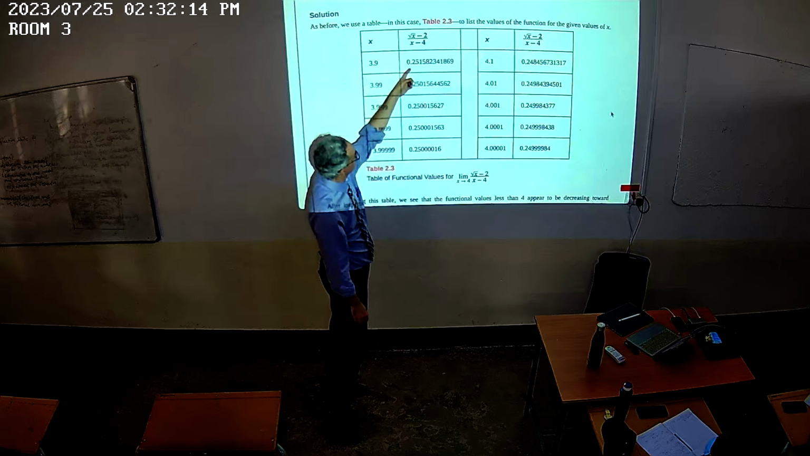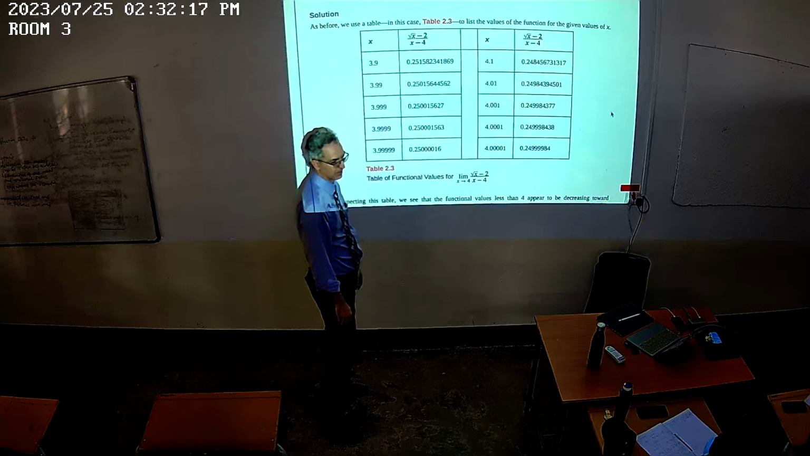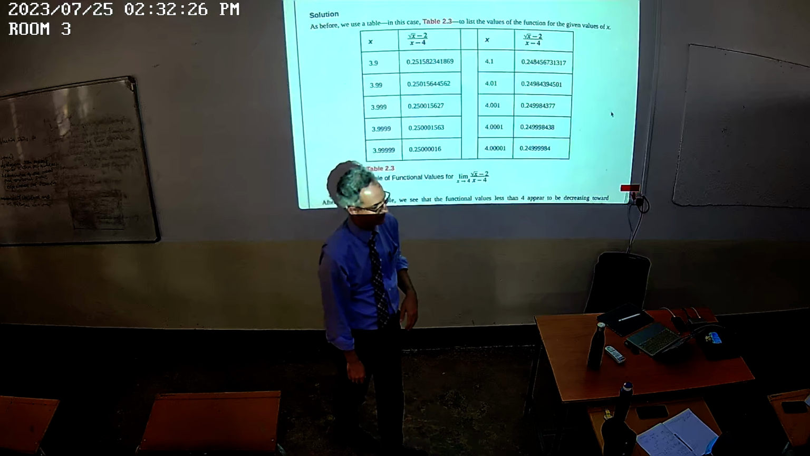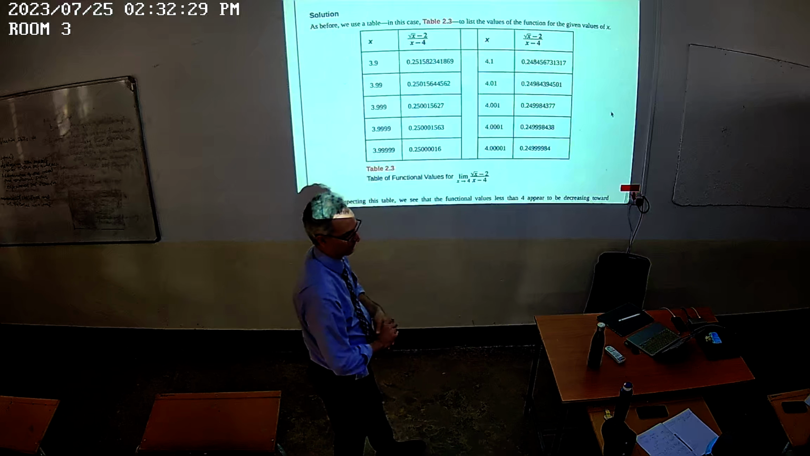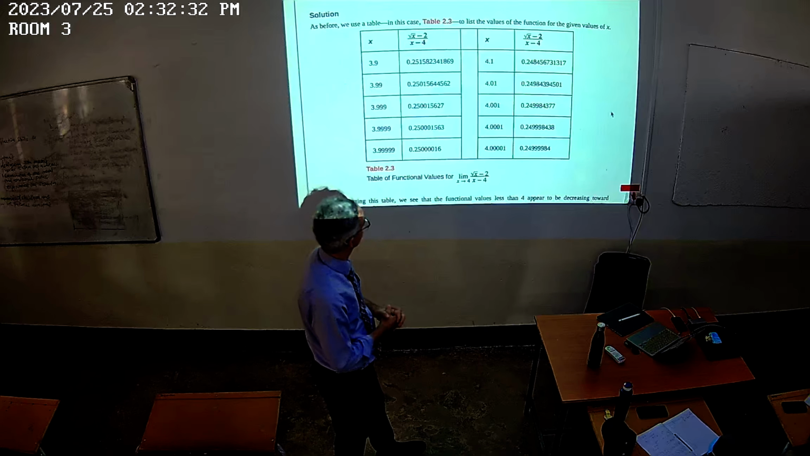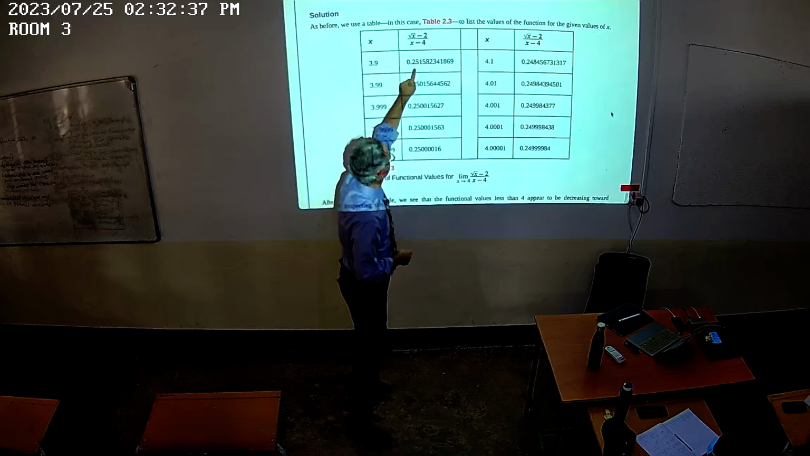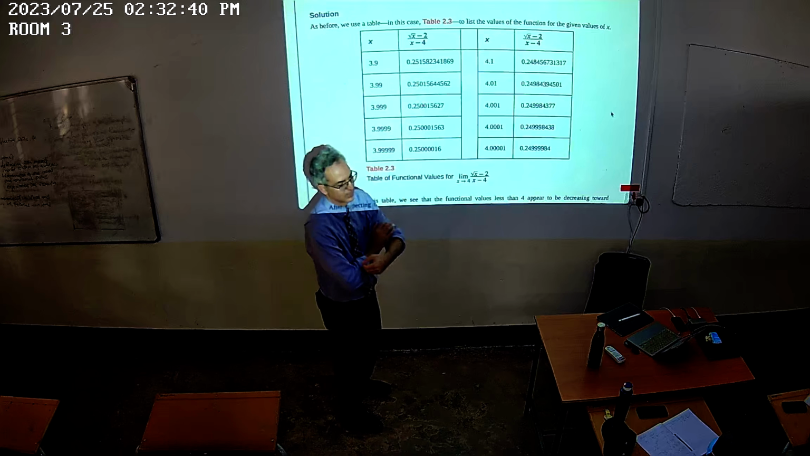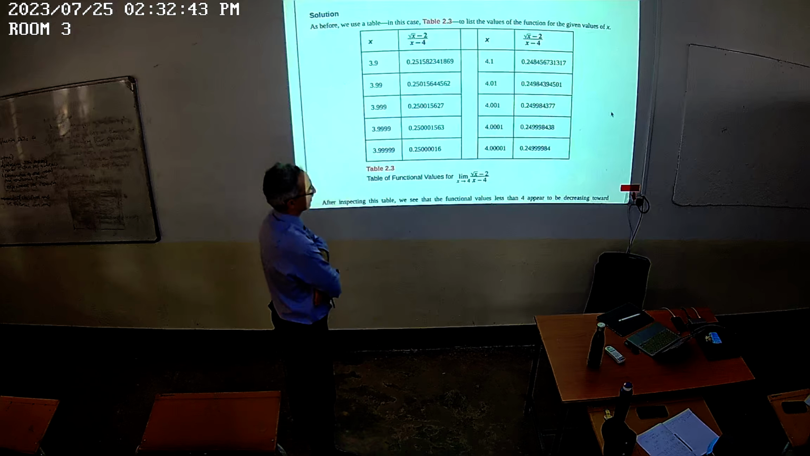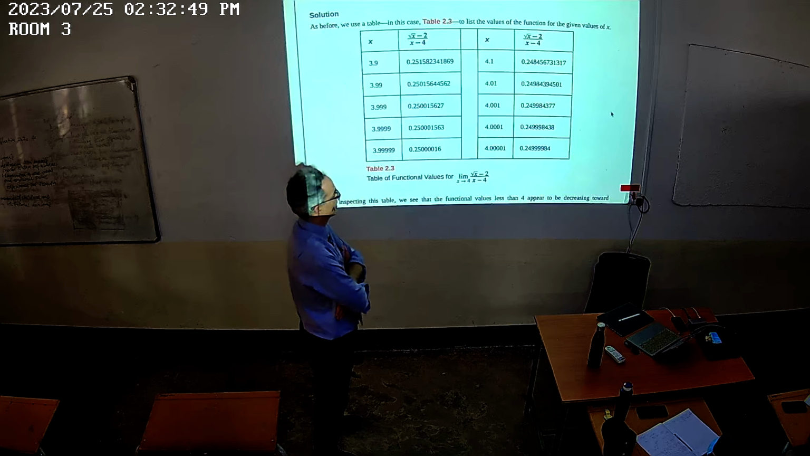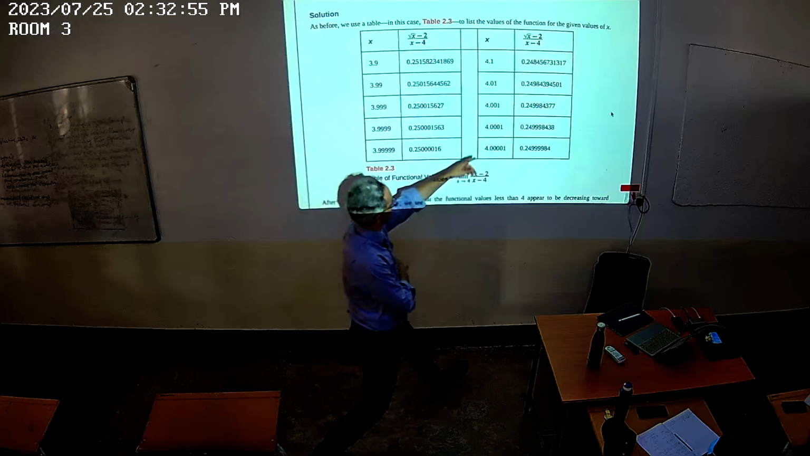Are these values of the function approaching something? What number is it approaching? Can you say 1? Are these numbers getting close to 1? What would you say? What do they look like? Yeah, 0.3. How about on this side? Are they getting closer to 0.2?